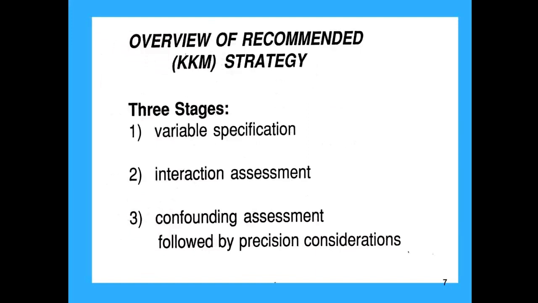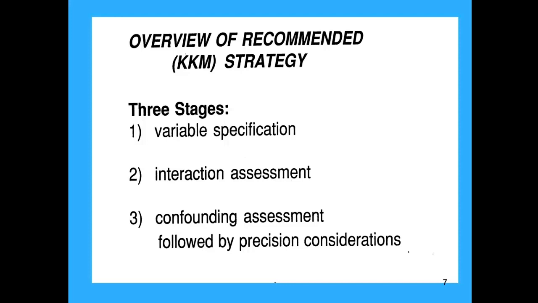So here are the 3 stages. The three stages are variable specification, interaction assessment, and the third stage is a combined stage of confounding followed by precision. Those are the 3 stages. So what I'm saying is these are the guidelines.